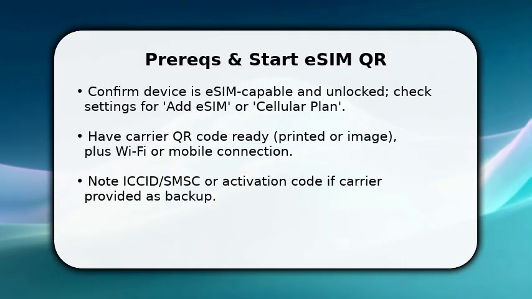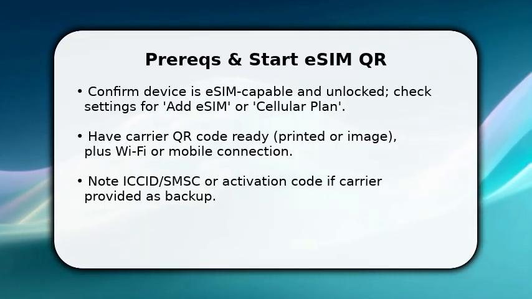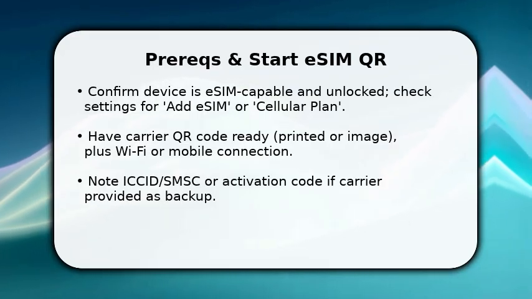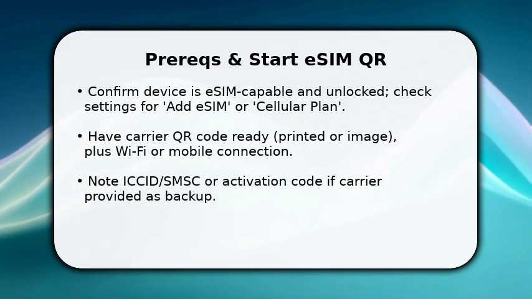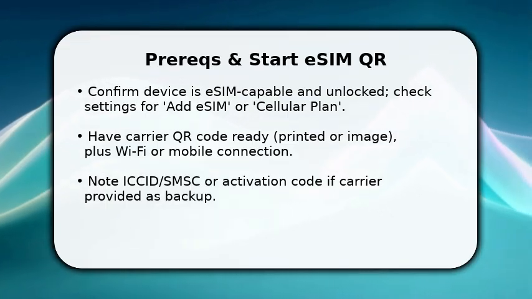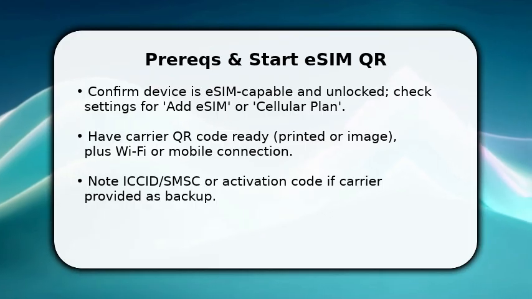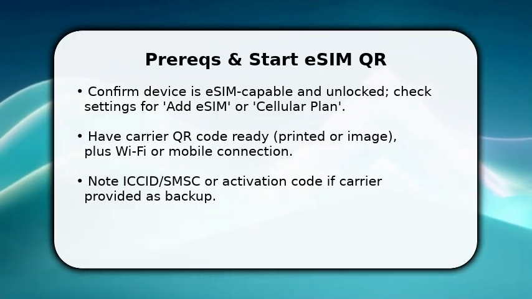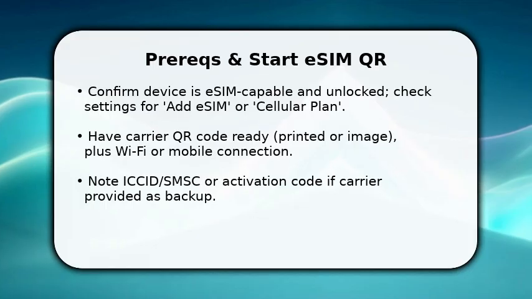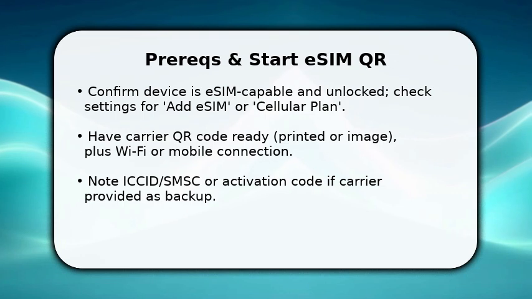You begin by confirming your phone supports eSIM and is unlocked. Once done, open Settings and tap Add Cellular Plan or Add eSIM. Make sure Wi-Fi or a data connection is active. Position the QR code on another screen or printout. You'll need steady alignment. If the carrier gave an activation code or ICCID, have it visible as a backup. This immediate setup step avoids delays and lets you scan the code without jumping between apps.